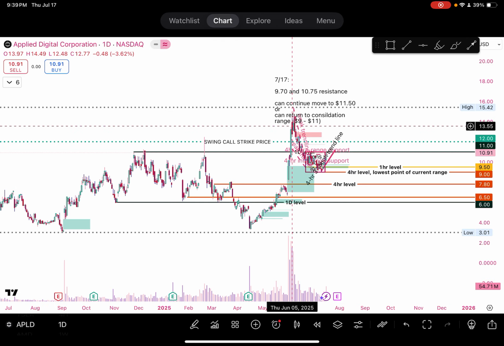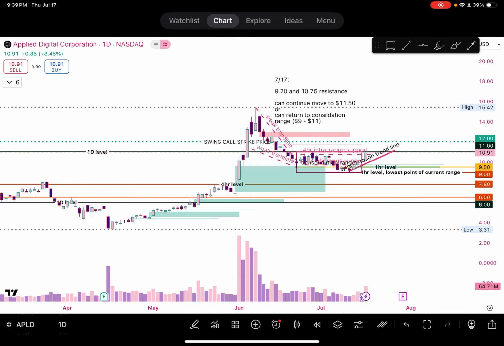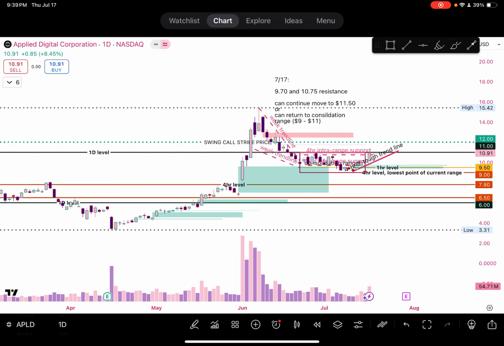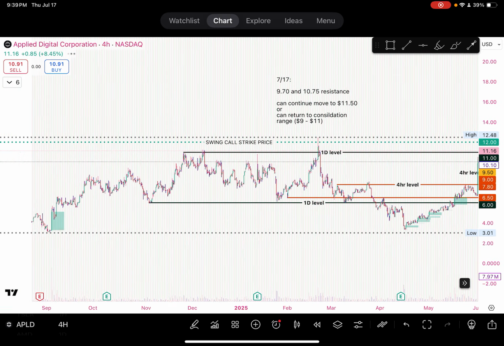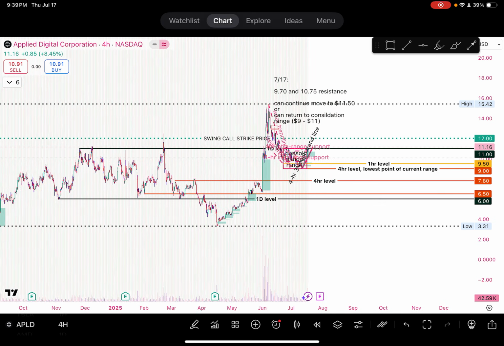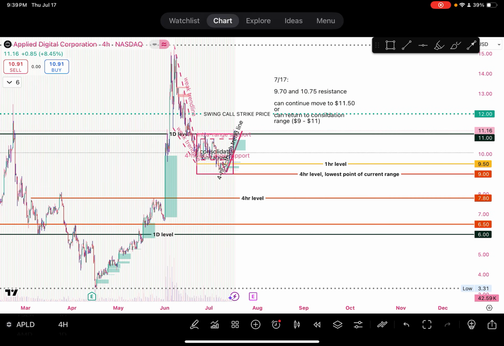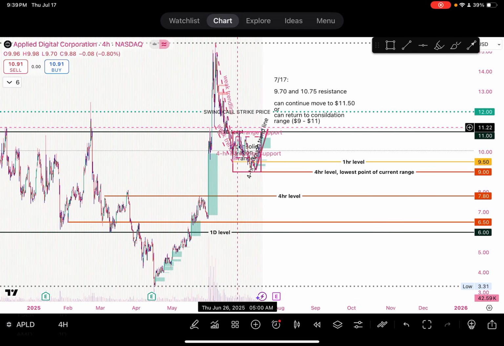We had a really aggressive move up from the end of May to the beginning of June, and now we are consolidating. We made a bit of a downtrend, and now we have this consolidation range from $9 to $11. So coming down to the 4-hour, I have 3 4-hour levels here, and we'll get into everything that's going on around here. But first, the 4-hour levels.